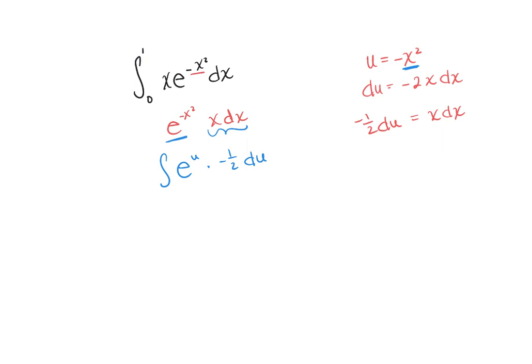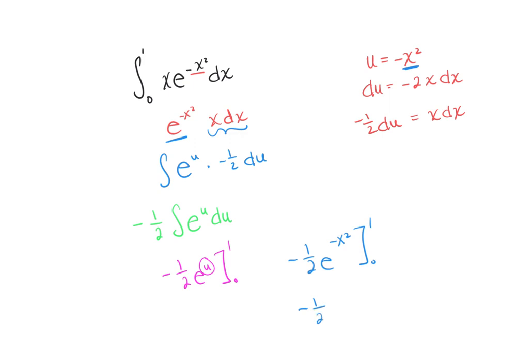And of course you want to write it a little prettier, right? Negative 1/2 can come out. And then that's an easy antiderivative. The antiderivative of e to the u is just e to the u. So negative 1/2 e to the u from 0 to 1, but I do need to replace that with my u. So I would say negative 1/2 e to the negative x squared from 0 to 1. Then just plug it in. Negative 1/2 times e to the negative 1 squared, which is just e to the negative 1, minus e to the negative 0 squared. That's just 0, which is just 1.